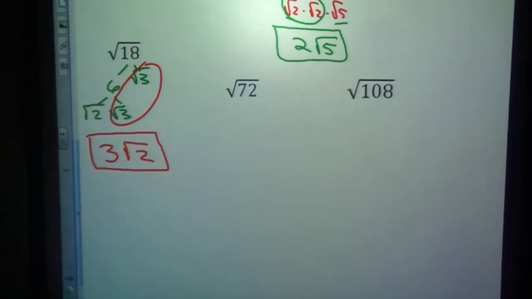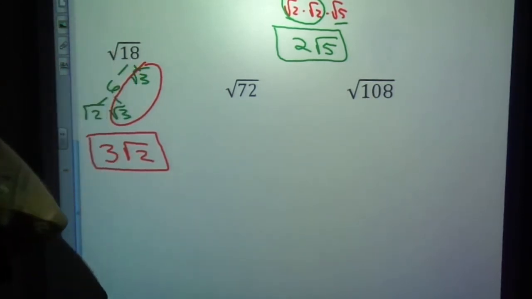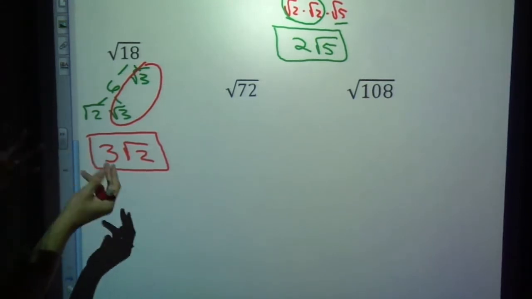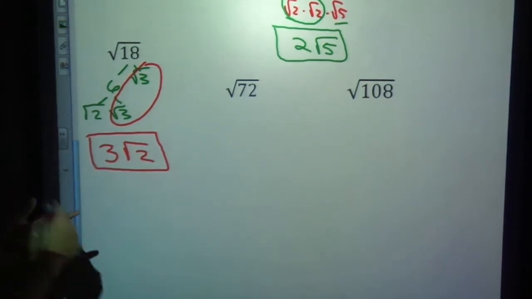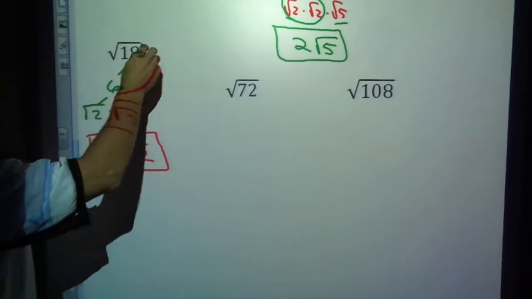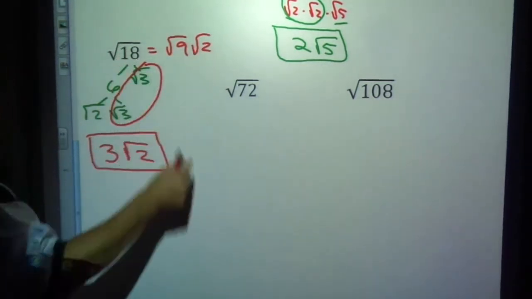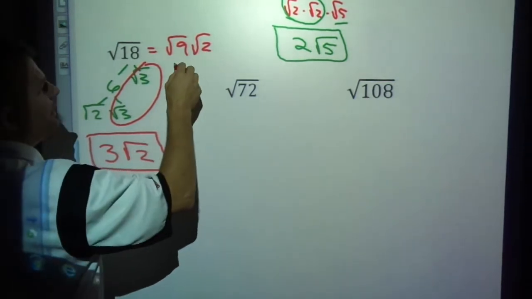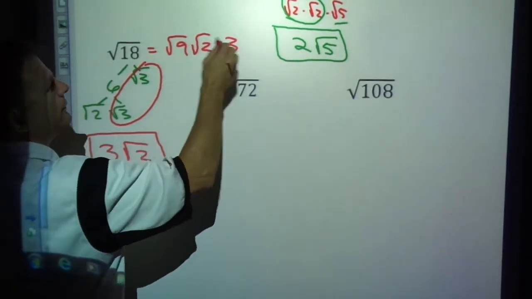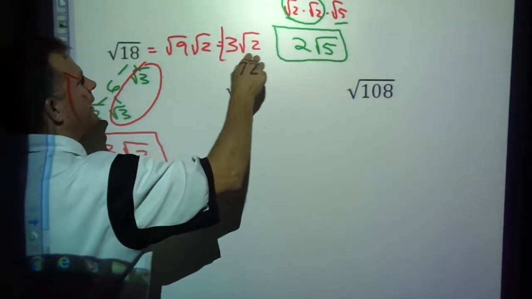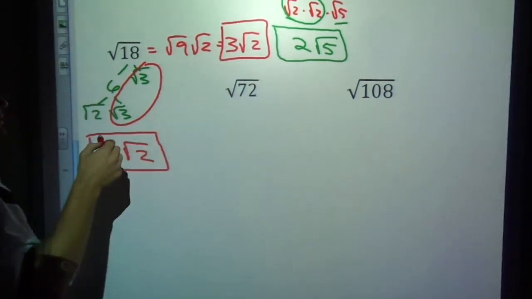3 times radical 2. Again, you could think, what perfect square divides into 18? Is there a perfect square that I know? Let's see, 4, 9. 9! 9 is good. So I could do 9 times 2. That's the same as 18. And I know that square root of 9 is 3. So I could get my answer that way too. Oh, look. Same thing.